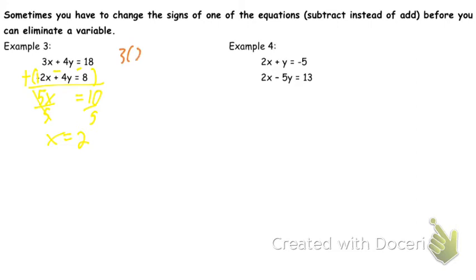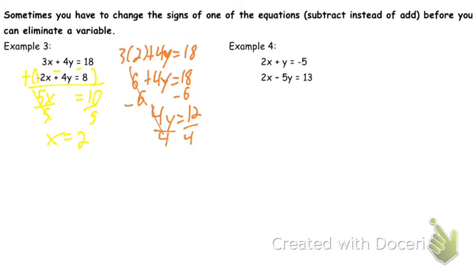So 3 times 2 plus 4y equals 18. So what is 3 times 2? 6 plus 4y equals 18. Now what? Subtract 6. Very good, Lainey. 4y equals 18 minus 6. 12. Now what? Divide by 4. y equals 3. How do I write my answer? 2 comma 3.